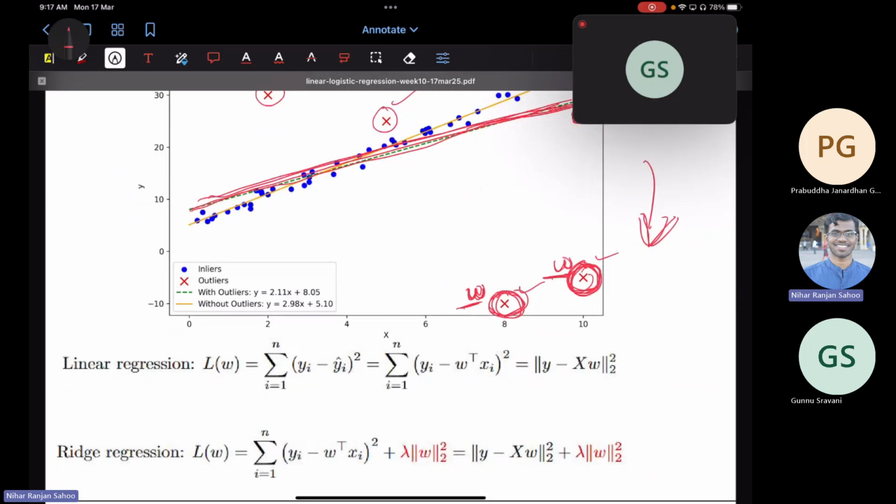Yeah, so linear regression was our last function, y minus x w squared. In order to tackle these outlier points, we'll incorporate something called ridge regression, where we are adding this L2 normalization. This is called L2 normalization.